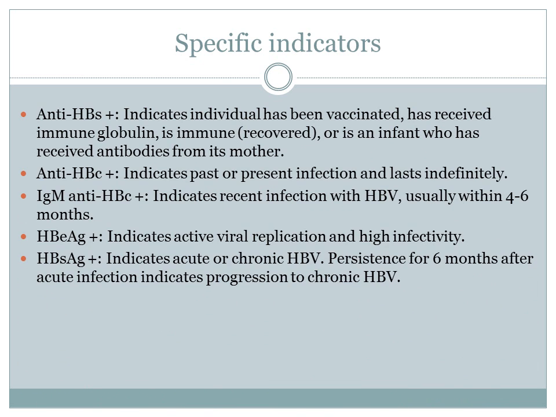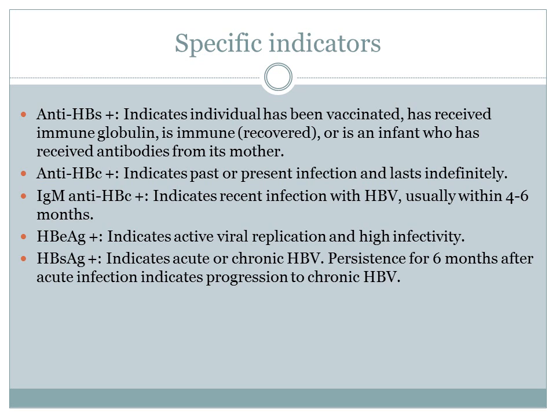So here we have another summary of specific indicators. The antibody to hepatitis B surface indicates that the individual has received the vaccination or immunoglobulin, or is immune, had the virus, and recovered. The anti-hepatitis B core indicates present or past infection and lasts indefinitely. IgM antibody indicates recent infection within the last 4 to 6 months.